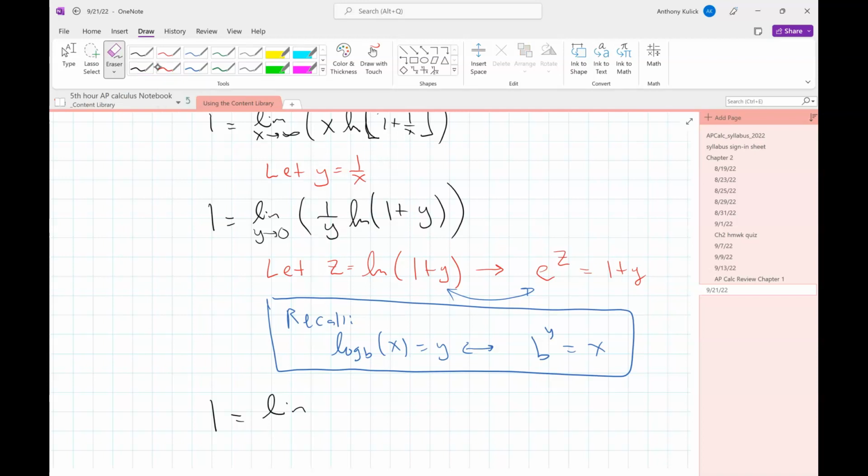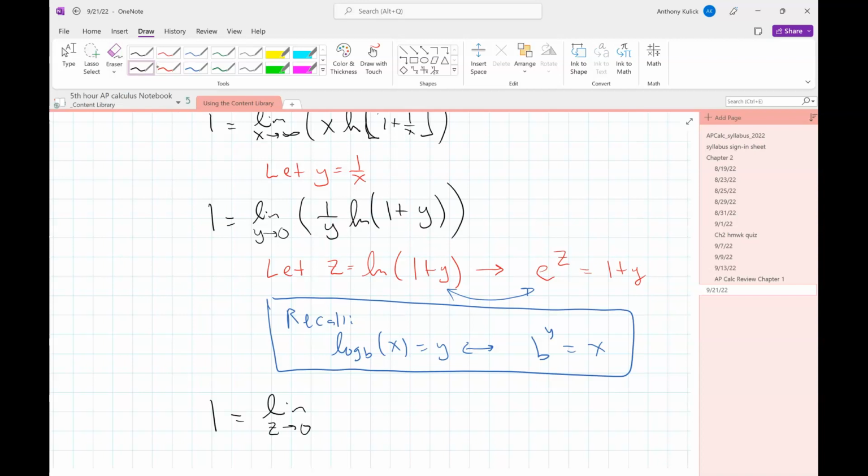Now I have to do the same thing here. If y is going to 0, what does z go to? y going to 0, you're ending up with the log of 1, which is 0. So z should be going to 0. We need to do a little log workshop and refresh our memories on that, huh?